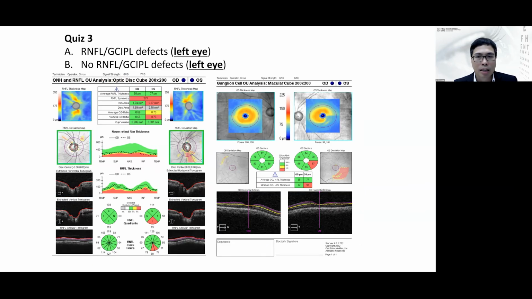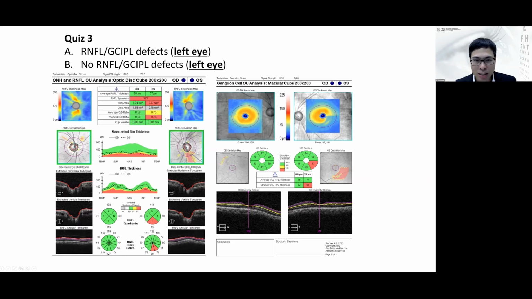Quiz 3. Now, let's study the left eye first. Do we have RNFL and GCIPL defects for the left eye? Polling time, 15 seconds. We are asking about the left. Polling time, please. Do we have RNFL and GCIPL defects over the left eye? Okay, most of you say yes. It's quite definite that we have retinal nerve fiber layer and GCIPL defects.